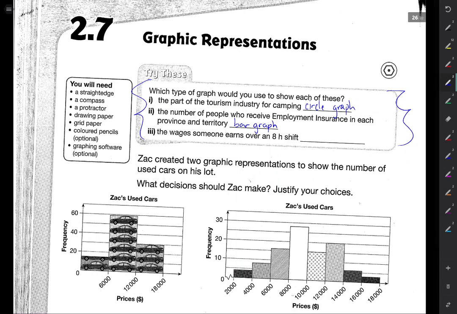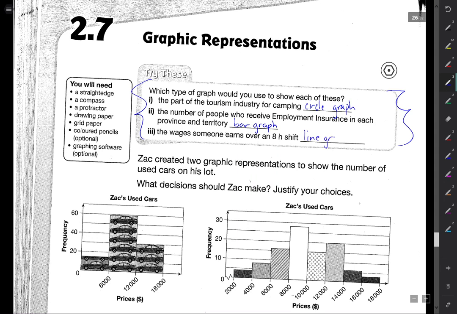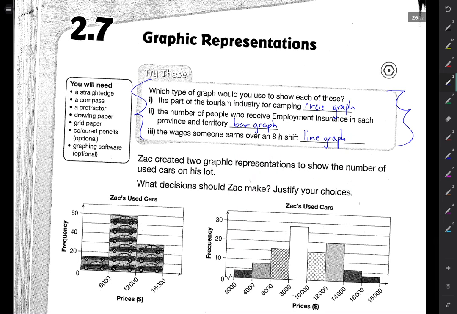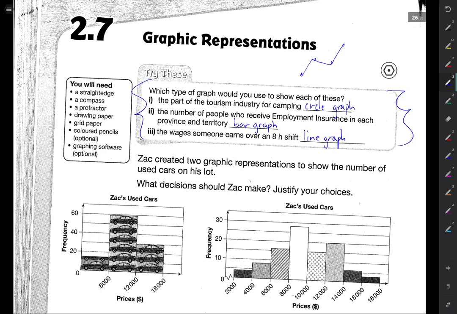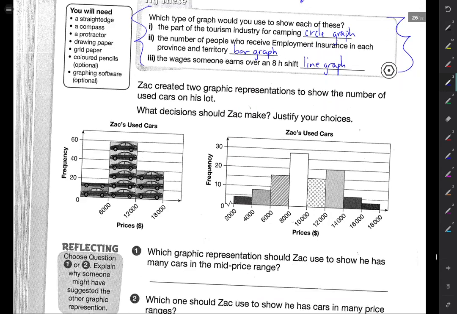And finally, number 3 here, it says the wages someone earns over an 8-hour shift. Now, whenever I see time involved in a graph, I automatically think to use a line graph. And the reason for that is time is a continuous thing. It is constantly going. So when we are using a line graph, all of the points that we put on our graph are connected. And that represents a continuous variable, something that is always going and never stopping, which is time. Now let's look at these graphic representation questions.